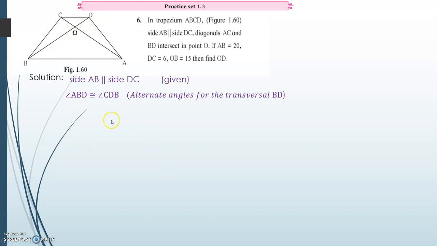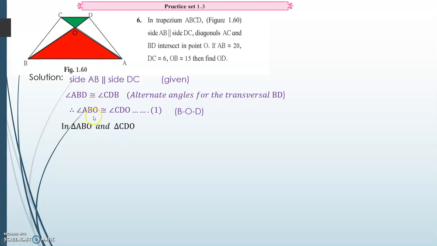So we'll write angle ABO congruent to angle CDO because the points B, O, D are collinear. Now we will consider these two triangles, that is triangle ABO and triangle CDO. Now we will write this first step, that is we have already got angle ABO congruent to angle CDO from 1. Now we can see the vertically opposite angles here. Angle AOB congruent to angle COD because they're vertically opposite angles. So let's write down, and the reason will be vertically opposite angles.